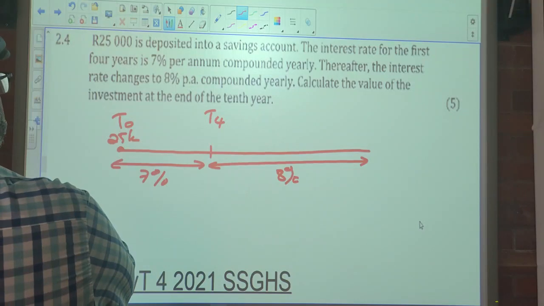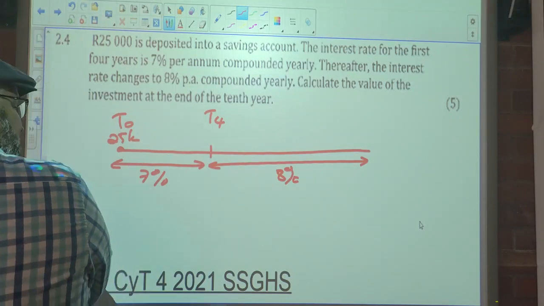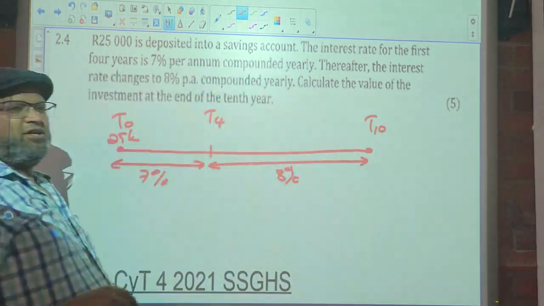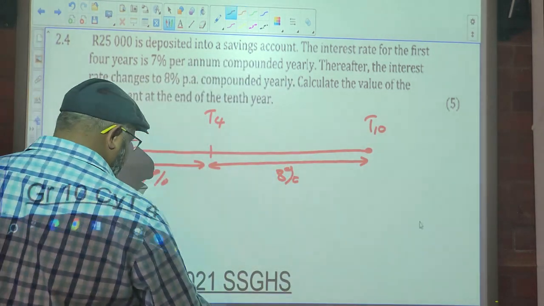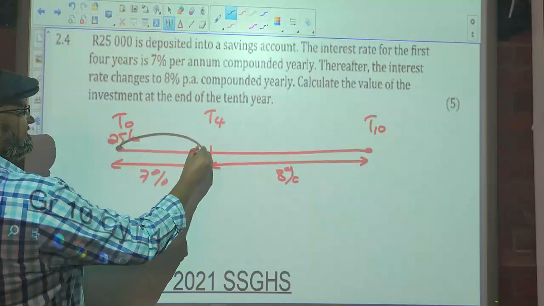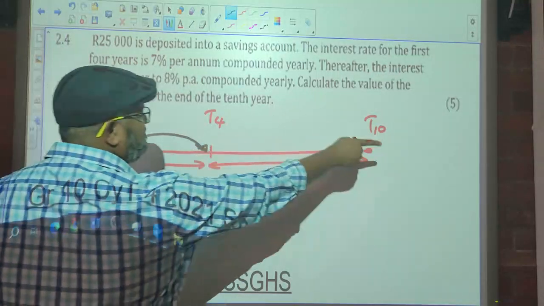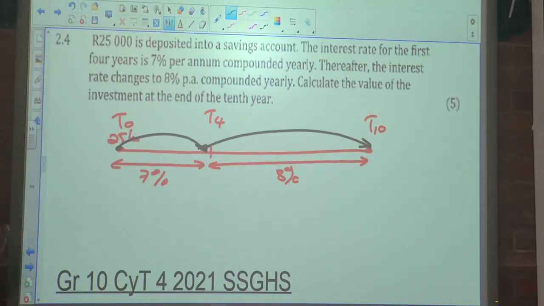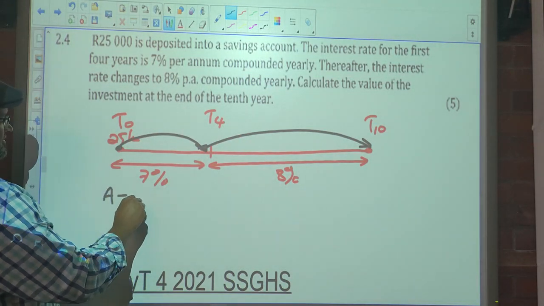Calculate the value of the investment at the end of 10 years. That takes you to T10. Alright, so what you can do, people, is you can work 25,000 Rand till that point and use that as your P value and then work it to the end. Or you just do the stacked calculation, and that is the method we have been following already.